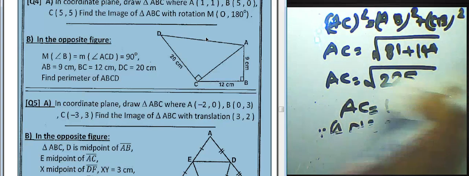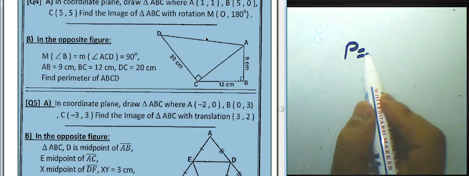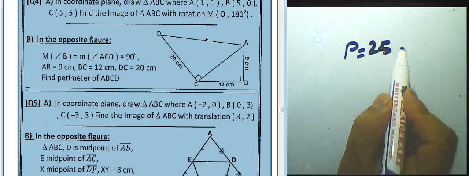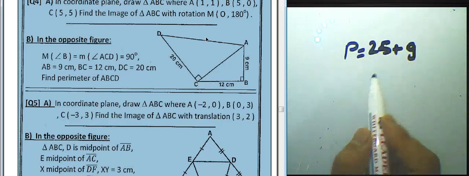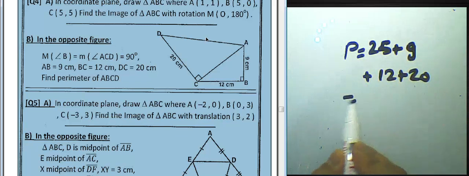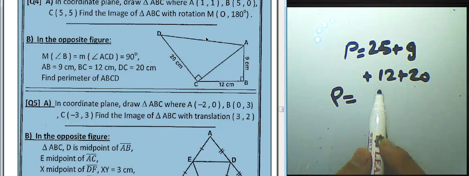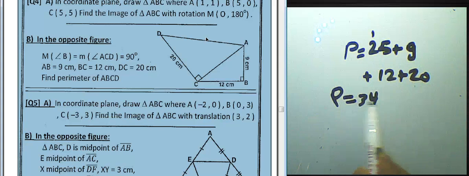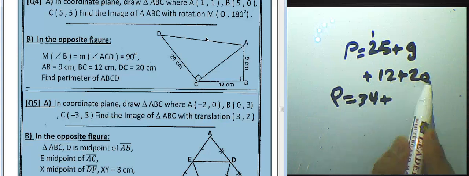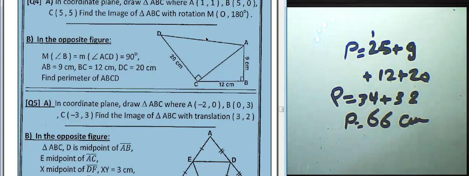Okay, then the perimeter will be 25 plus 9 plus 12 plus 20. The perimeter will be 25 plus 9 equals what? 9 plus 5 equals 14, 4 and carry of 1. It will be 34 plus 12 plus 20. 2 plus 0 equals 2. 1 plus 2 equals 3. The perimeter will be 4 plus 2 equals 6. 3 plus 3 equals 6. It will be 66 centimeters.